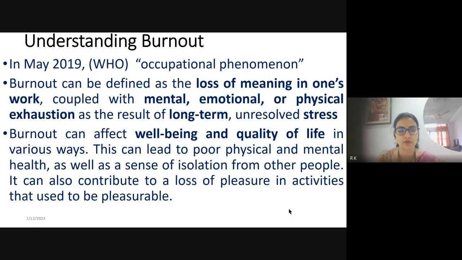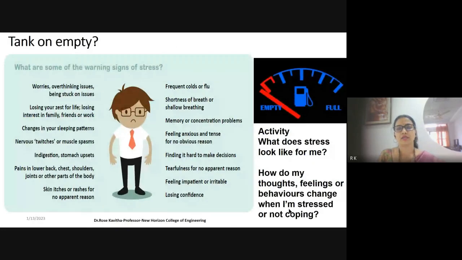It is there in our hands, because burnout can affect the well-being and the quality of the life that we are living. Let's not get into that. When you're fixing something, please fix it, and let's understand how we can take it further. So let's understand whether our tank is empty or full.